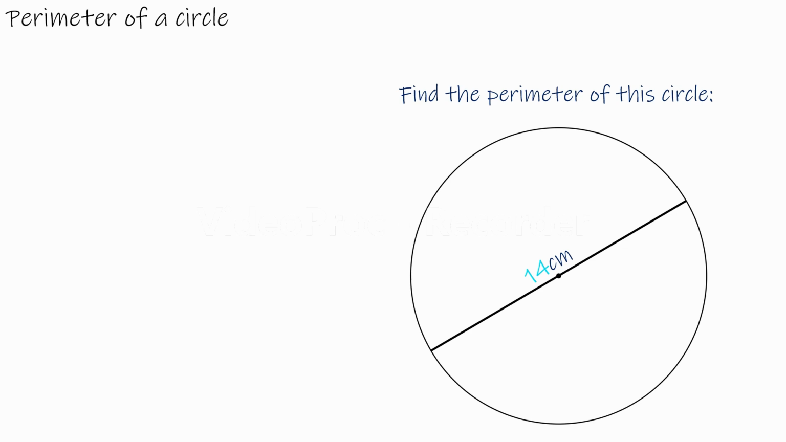Now, to find the perimeter, all we need to do is follow the simple rule which states that P equals pi d, or perimeter equals pi times diameter.